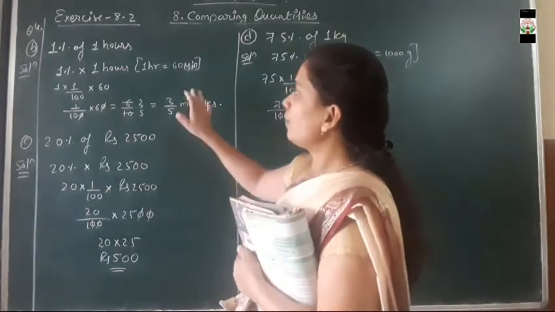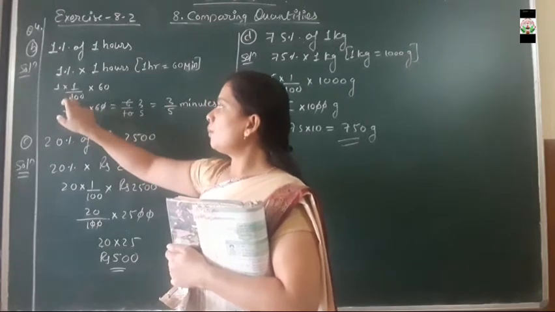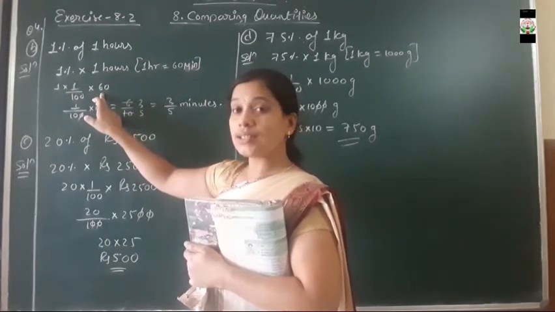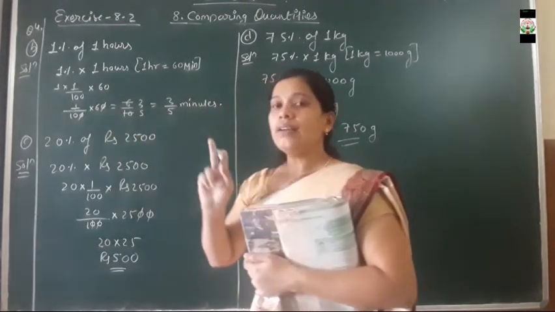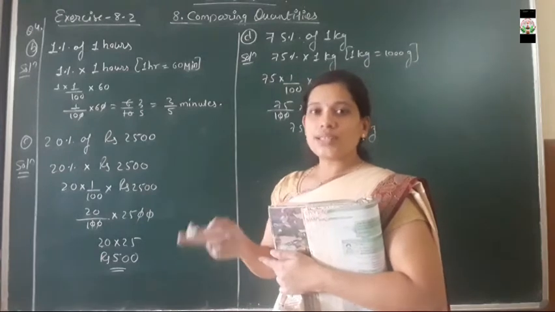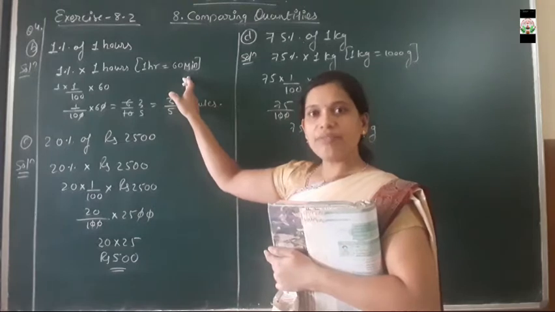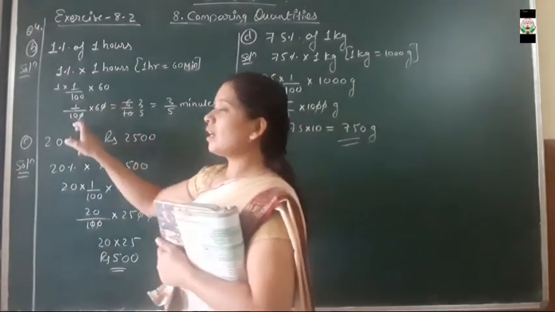Clear? So 1% means 1 upon 100. So 1 into 1 upon 100, and in place of 1 hour we are going to write 60 minutes. As we know that 1 hour is equal to 60 minutes and 1 minute is equal to 60 seconds. So if we want to convert this into seconds, we can multiply 60 into 60. Okay. So that will be 3600.